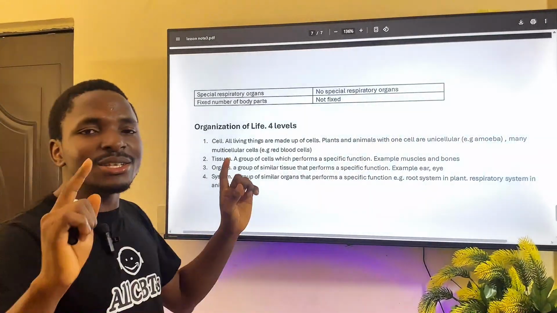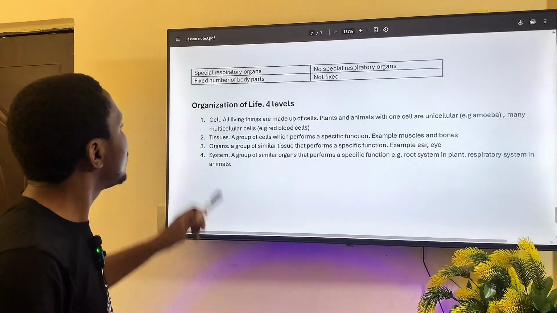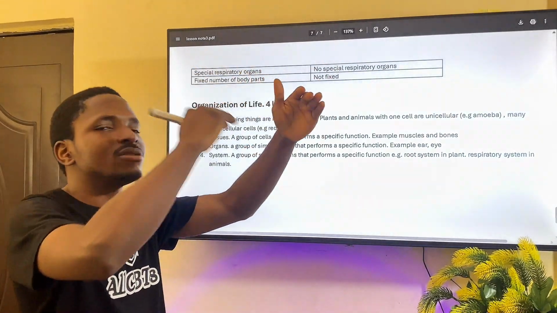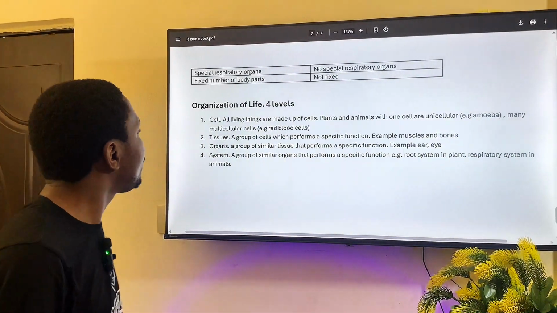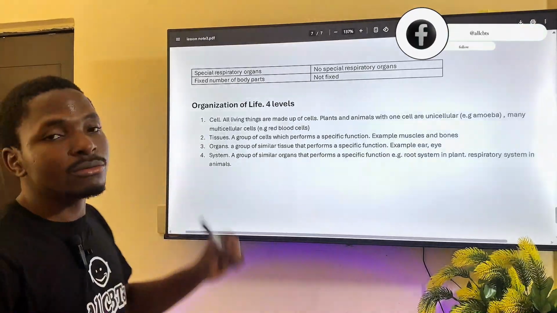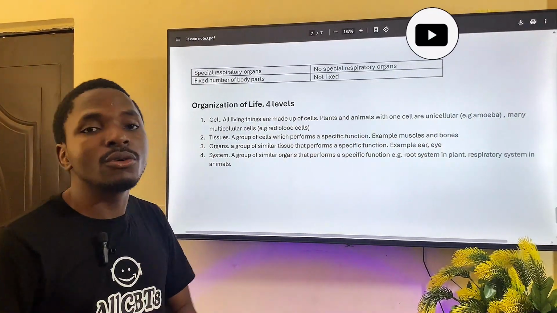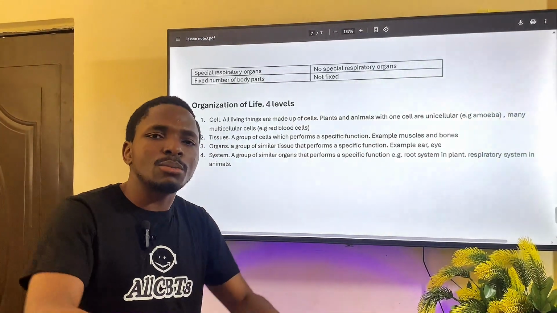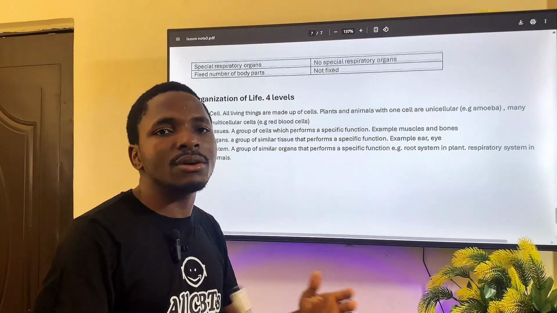Our last subtopic, this moves us to our last subtopic for this class, which is organization of life. What is the organization of life? We have 4 simple organizations of life. The first is the cell. All living things are made up of cells. The cell, as I said before, is the singular structural unit of life. Life starts from the cell.